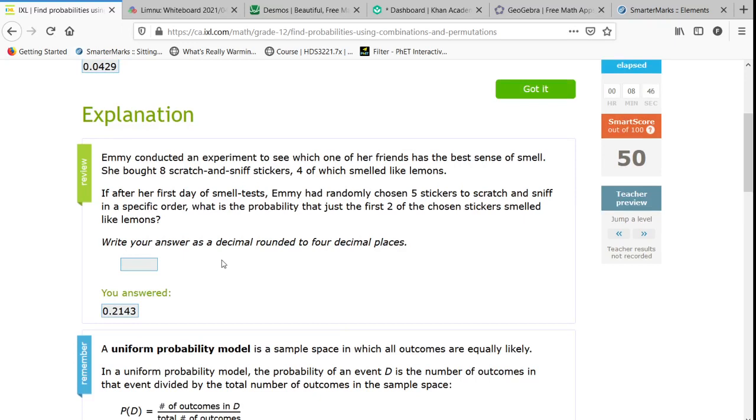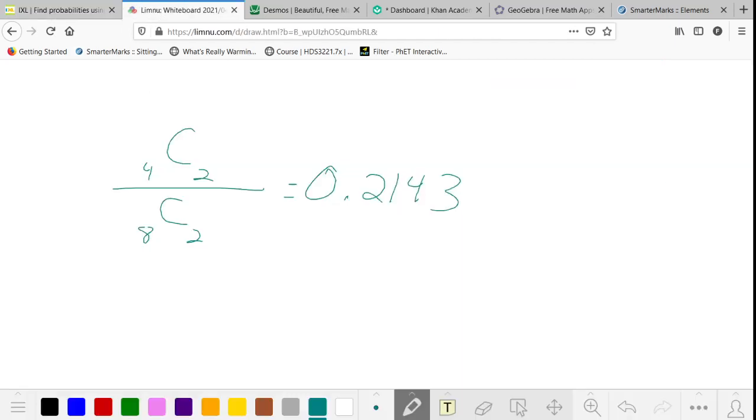Okay, and they have a different answer here. Oh, it's because I missed the word just. It was just the first 2. So then the other 3 should not have been. So it should have been that, and of the remaining 4 Snickers, we choose 3.